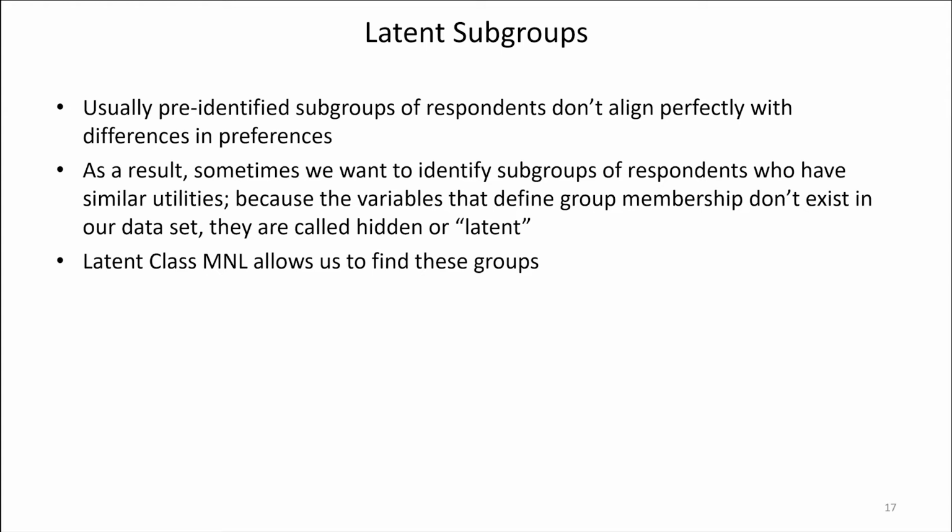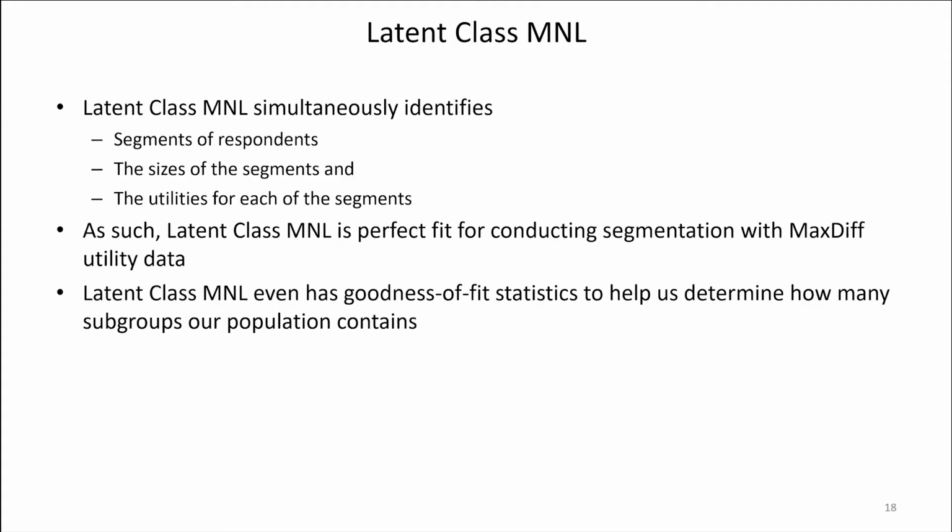It's just a fancy way of saying we're going to find these classes that we don't already have a variable for in our data set. So that's a latent class version of multinomial logit. It's neat because it simultaneously identifies for us different segments of respondents, tells us how big those segments are, and gives us the utilities for each of those segments. So as such, latent class multinomial logit is a really great way of doing segmentation with MaxDiff data.